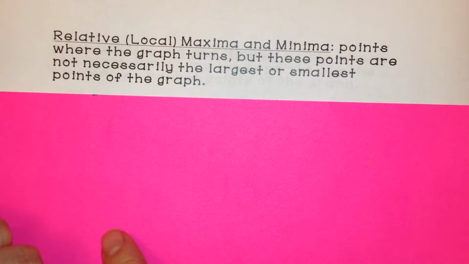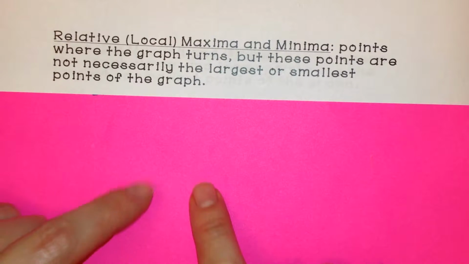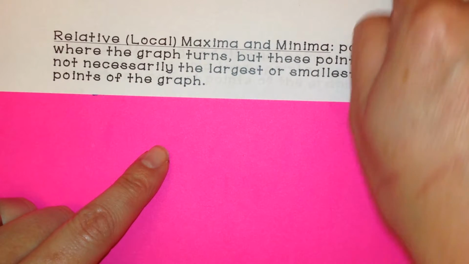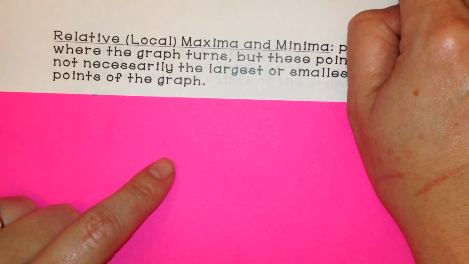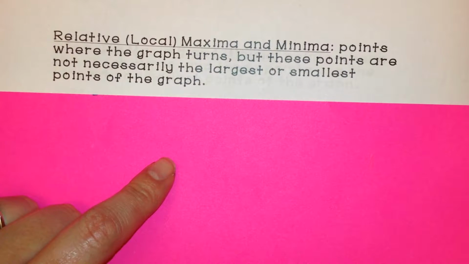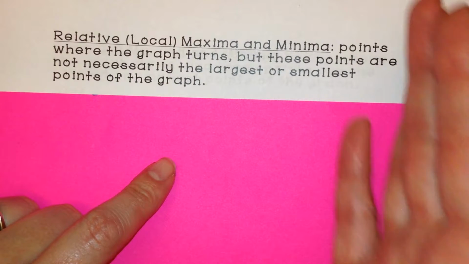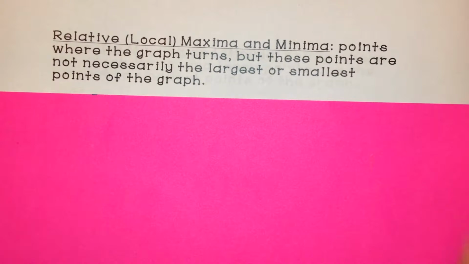So if I had a point where my graph turned down and then turned back up and it kept going, this top point where it did turn at isn't necessarily my true maxima because my graph does continue going up in another spot. That's why it's called relative or local, because it is a high point or a low point, just not the complete highest or complete lowest point.